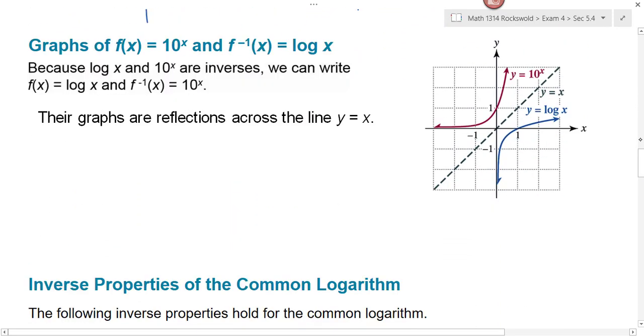Now, if you recall when we first discussed inverse functions, we said that the graph of a function and its inverse are symmetric about the line y equals x. That's true with all inverse functions. So here's a graph of y equals 10 to the x and the graph of y equals log base 10 of x, the common log function. Notice if I were to fold this graph in half along this dotted line, the red graph and the blue graph would match up perfectly.